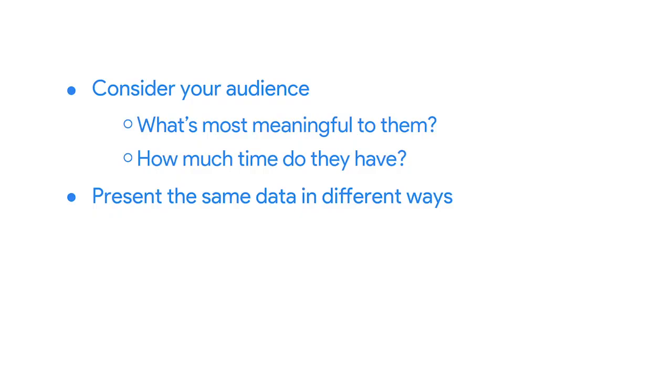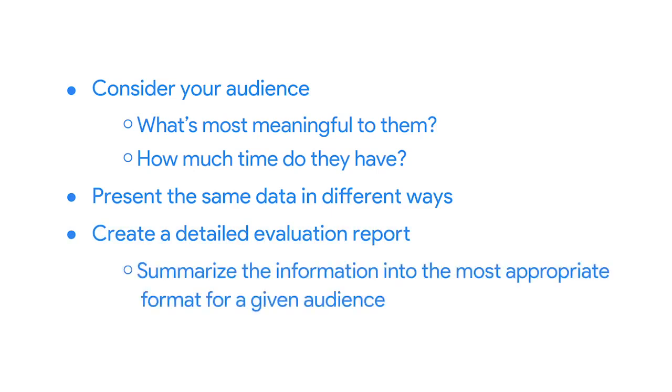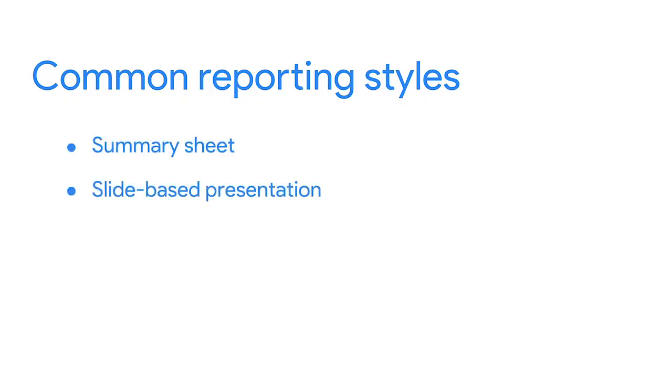After you've considered your audience, you should create a detailed evaluation report that addresses your evaluation questions. You can then take the detailed report and summarize the information into the most appropriate format for a given audience. In addition to a full report, two common reporting styles include a summary sheet and a slide-based presentation. A summary sheet is a 1 or 2 page write-up with just the most relevant information. Think of it as a flyer or snapshot of your findings. And a slide-based presentation uses digital slides to visually present information.